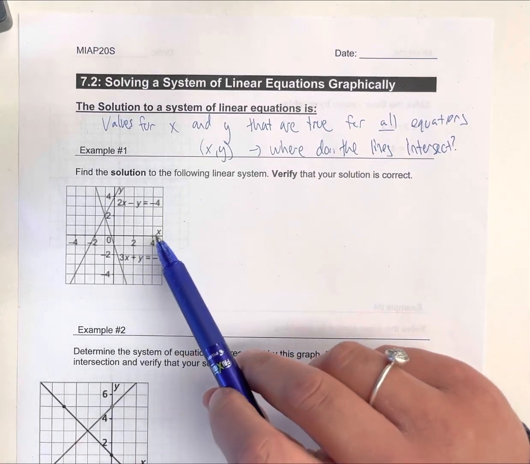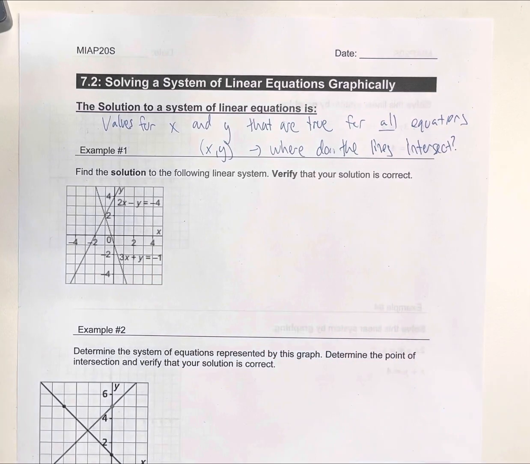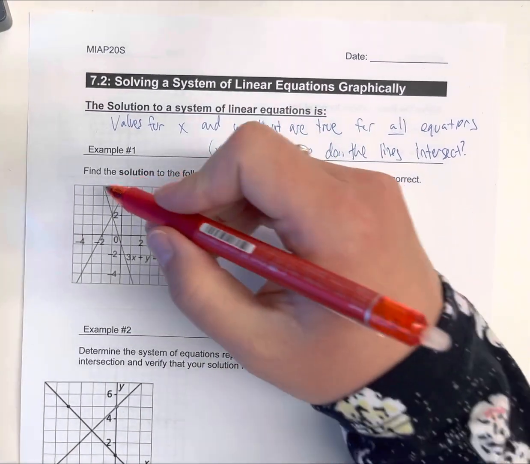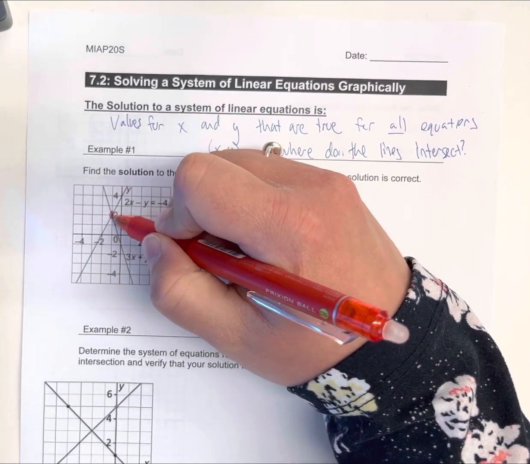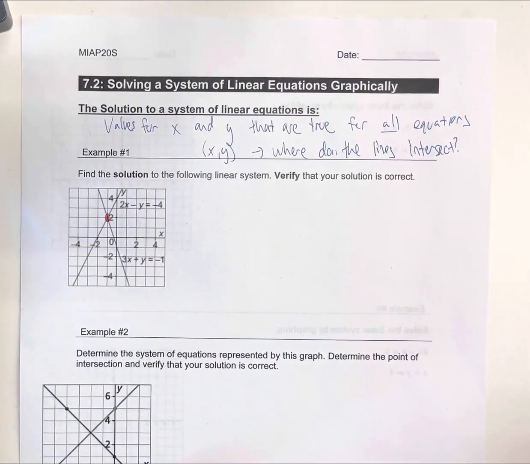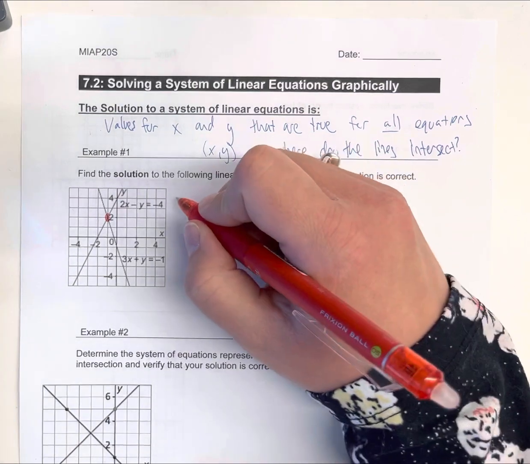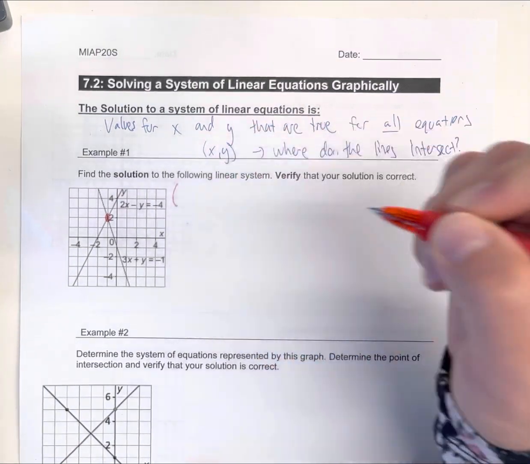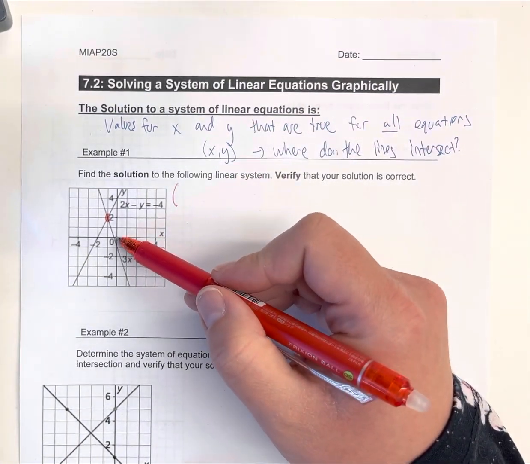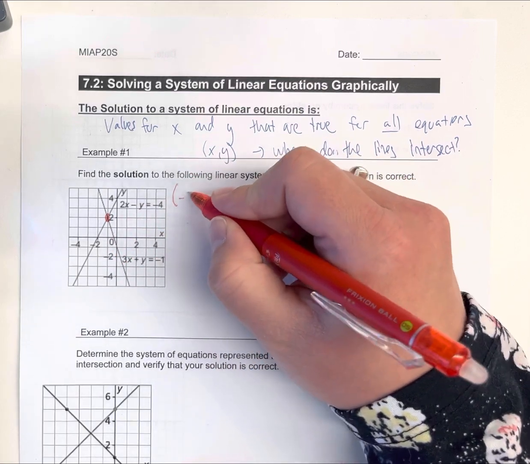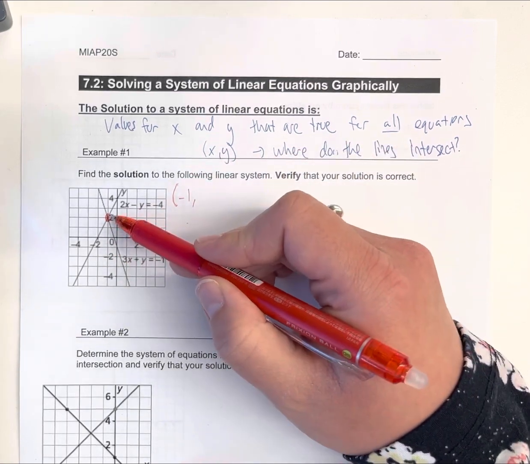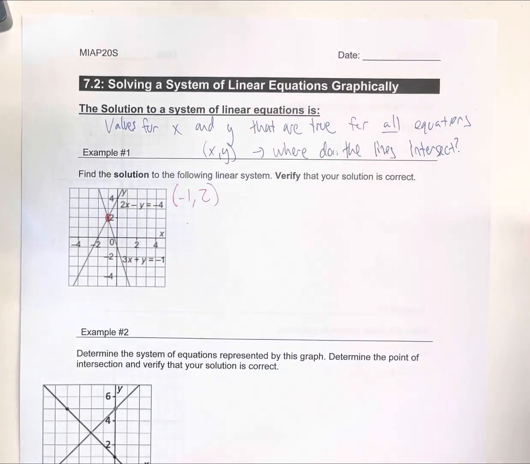So on a graph, it's actually really easy to tell. It's just, where do your two lines cross each other? I'm going to put a big dot on my graph right there. That's where my two lines cross each other. And I'm going to state my solution really obviously over here. I'm going to use my red pen to state it super obviously. X is -1, because we're 1 to the left, and y is +2. That is my solution. Done.